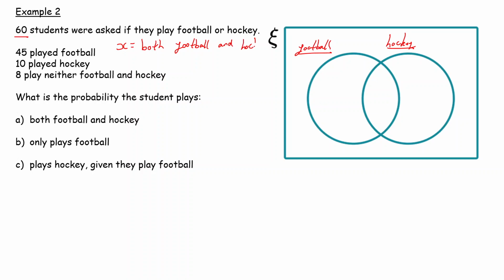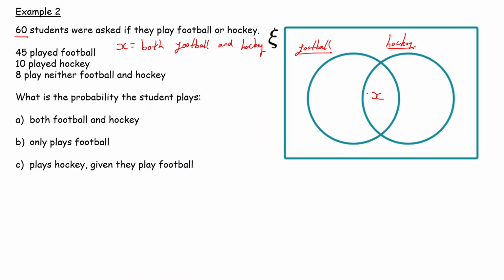Okay, so my handwriting is not too good. It's quite hard on this pen pad. So X is both, basically. So we're saying that both is this one here, which we're going to call X. So this bit here, which is both, we're calling X. Sorry, let's make that a little bit neater. X.